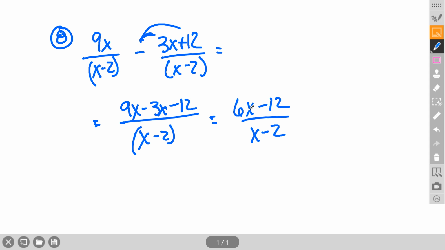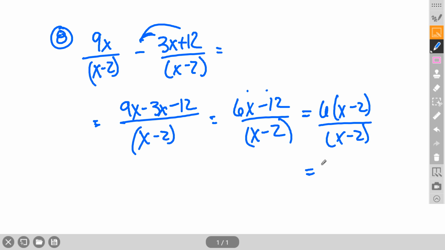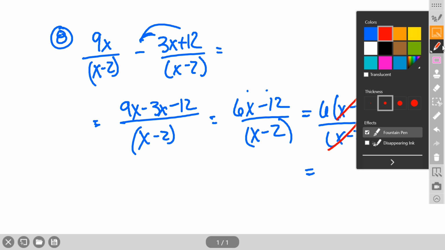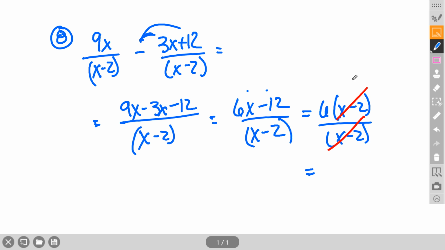Now, make sure that 6x minus 12 does not have a factor of x minus 2, okay? Because something tells me that it might. It does have a GCF. The GCF here is 6. So if you factor out a 6, you get x minus 2. And that's over x minus 2. All right, well, that's what we were looking for, actually, because they have a factor in common that can cancel. So all that we're left with is 6.